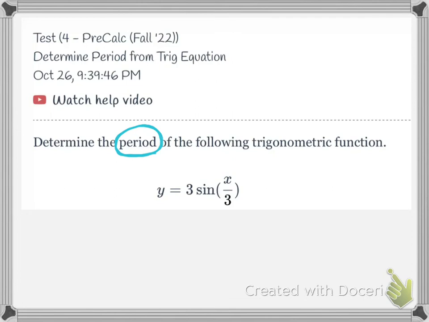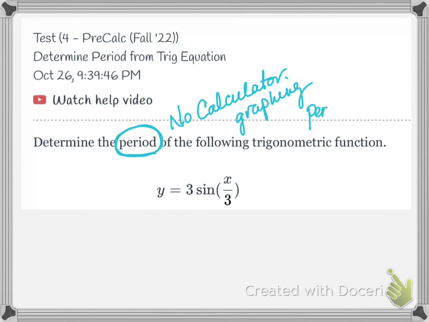And notice that I'm not going to want you to use a calculator to try and determine that. That would just be a nightmare, okay? So no calculator graphing or anything like that. So you are going to use the formula. So the formula to calculate period is 2 pi over your b. Now recall, your b is in front of x.